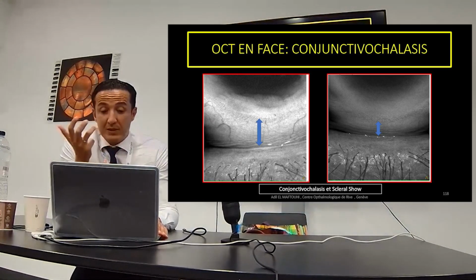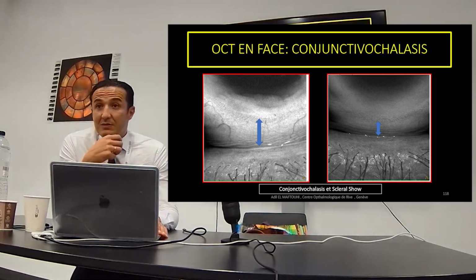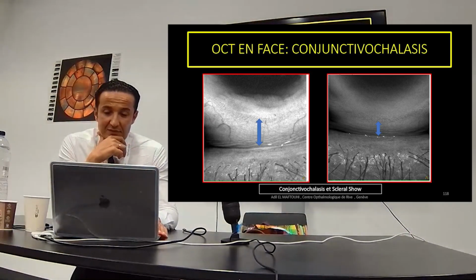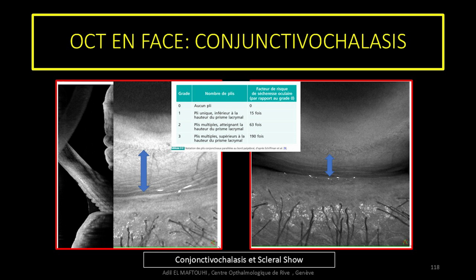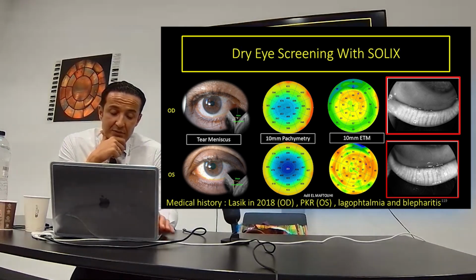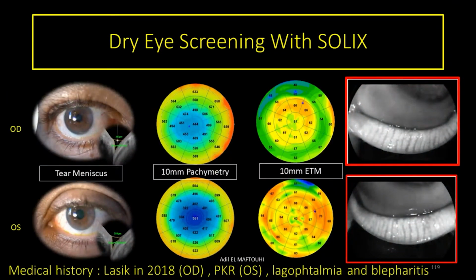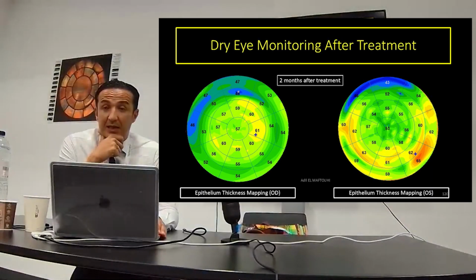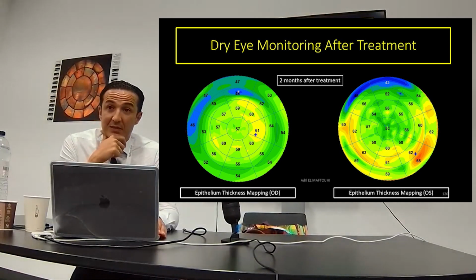OCT en face can bring quantification of this flow. And look here, a case of a patient with history of LASIK and PRK. We observe here a scleral show. We know after LASIK and PRK, you can observe a hyperplasia of the epithelium. And look here, before the treatment and after the treatment, you observe normalization of the epithelium shape.